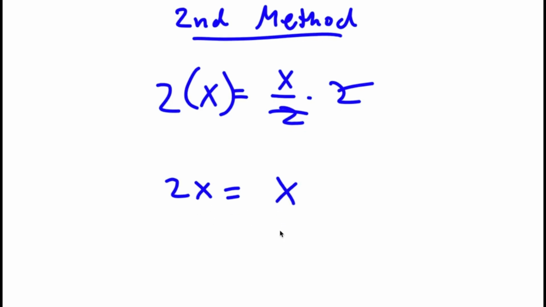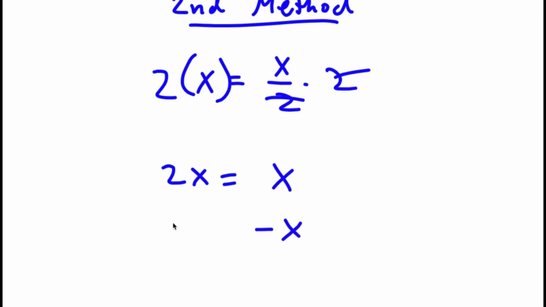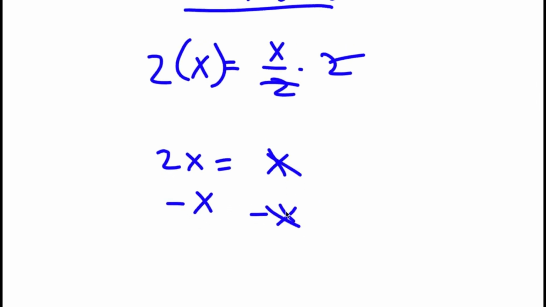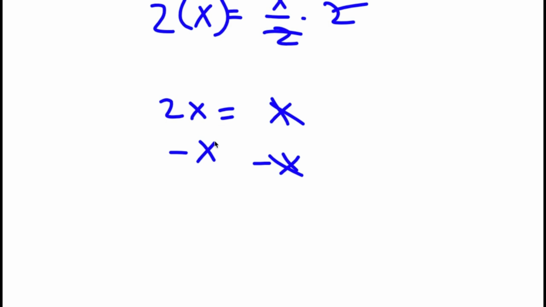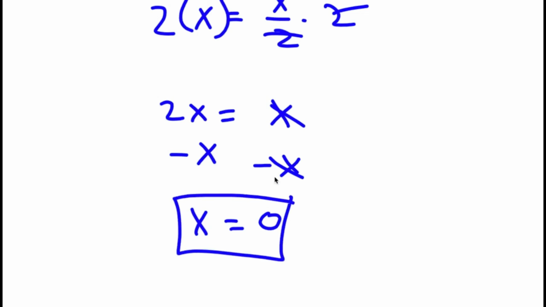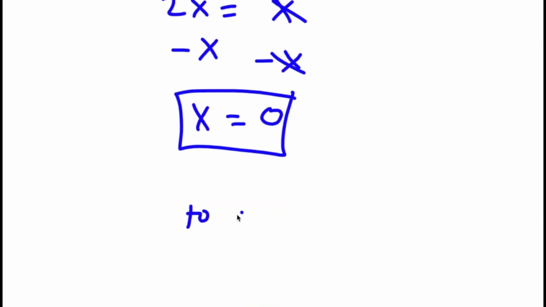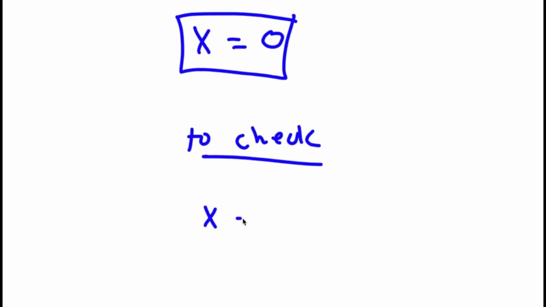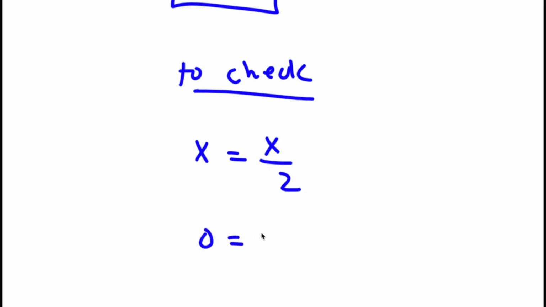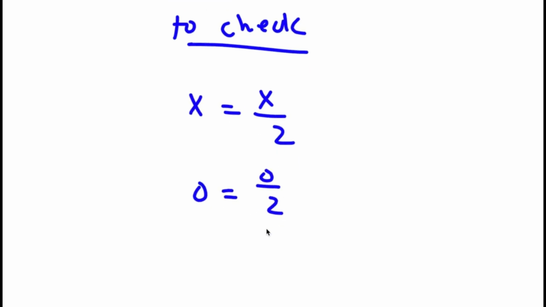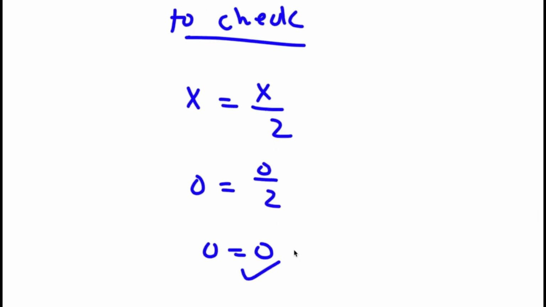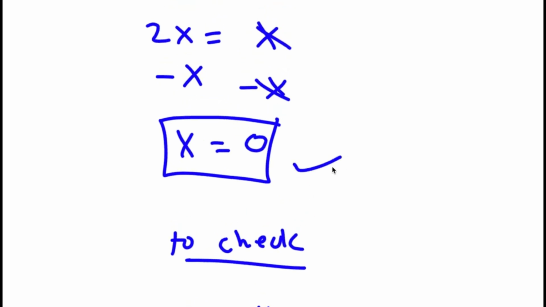Now, I'm going to subtract x on both sides. These two cancel out, and I'll be left with 2x minus x, which is x, is equal to, on my right-hand side, I'll have 0. So x equals 0 again. So now to check, I have x is equal to x over 2. We know that x equals 0. So I have 0 is equal to 0 over 2. 0 divided by 2 is 0. So I have 0 equals 0. And because this is right, my solution is right.